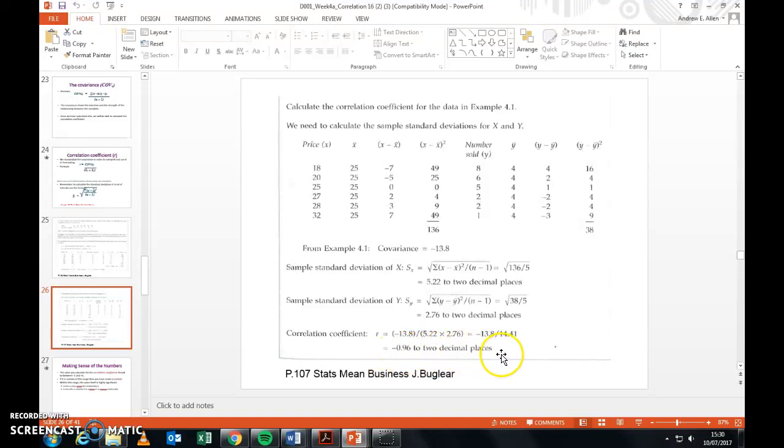Now if you wanted to calculate the coefficient of determination, you would simply take R and square it. So in other words, you would multiply negative 0.96 by negative 0.96 to get a positive result. And that's it.